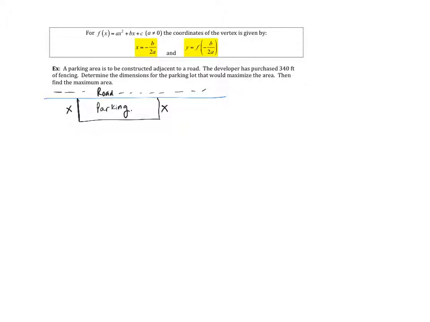And since this is going to be a rectangular parking lot, I should have written that in there. Then we take how much fencing we have and subtract out how much we've used so far, which is 2x. Then the area is equal to length times width, so x times 340 minus 2x. There's our function of area in terms of x.